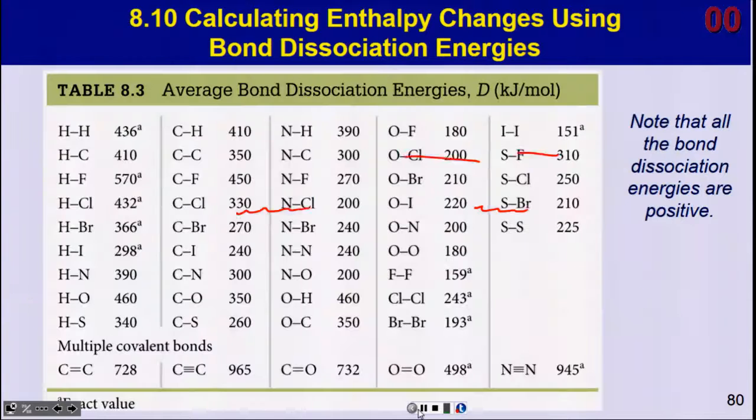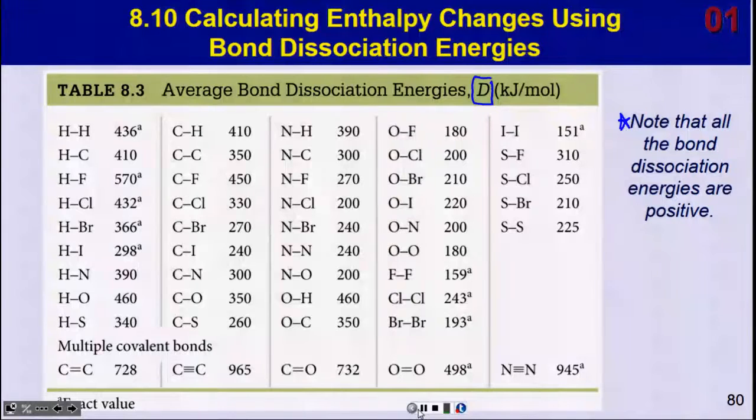How do we get them? We look in a chart. There is a table from your text of average bond dissociation energies. The letter they use for this is D, D for dissociation. That sounds fair. And it's kilojoules per mole, always per mole. Pay attention to moles. And notice that all of the bond energies are positive. It always takes energy to break a bond. But in making a bond, the reaction energy would be reversed.